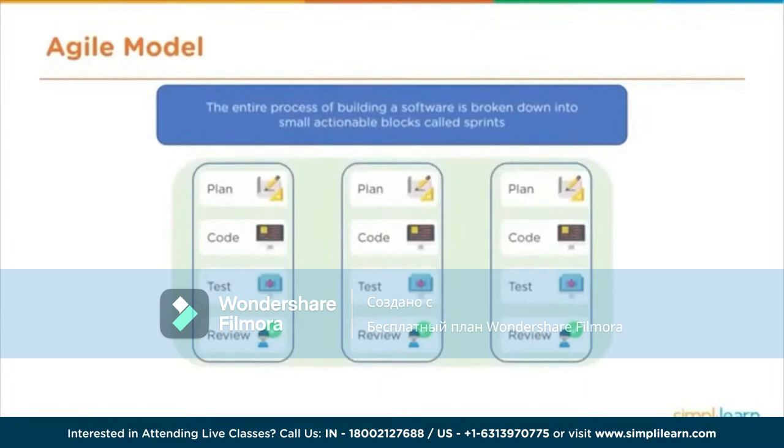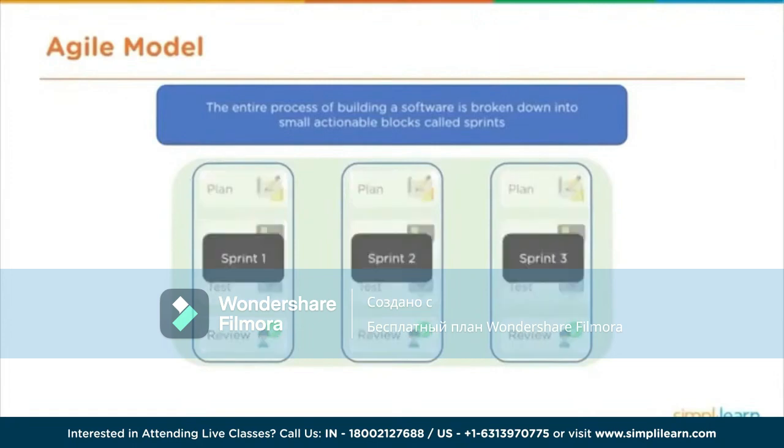We have the planning, where we sit down with the client and understand what they're looking for. We then have coding and testing, that is building out the code and the solution that is needed for the client. And then we review with the client the changes that have happened. But we do all of this in a much tighter cycle that we call a sprint. And typically a sprint will last for about 2 weeks.